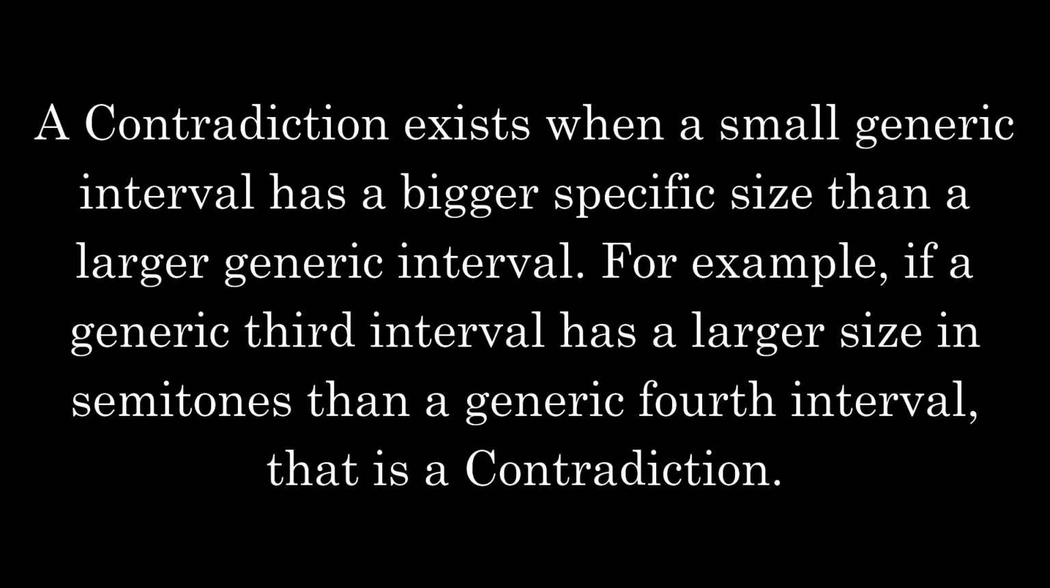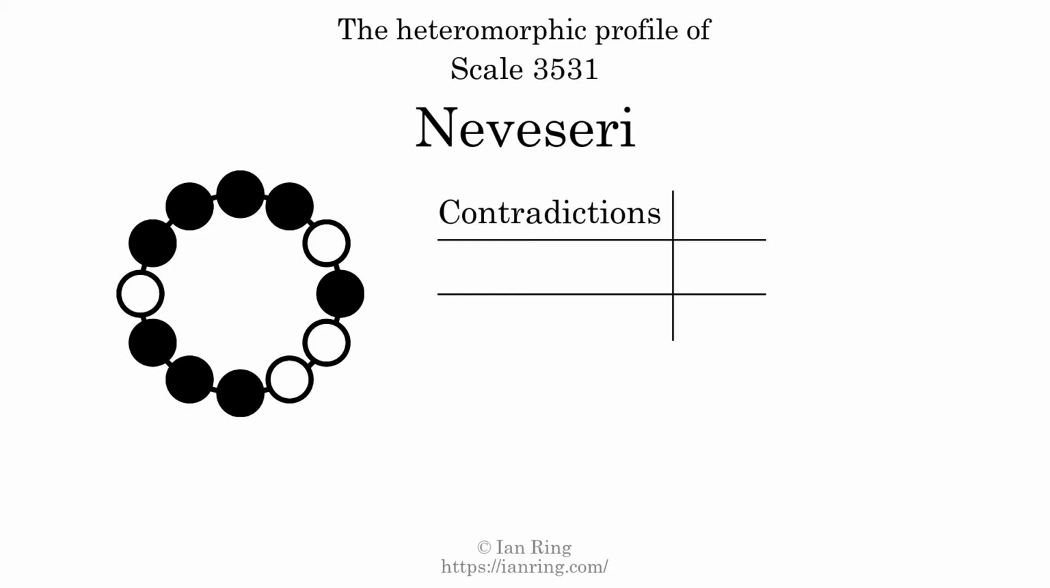A contradiction exists when a small generic interval has a bigger specific size than a larger generic interval. For example, if a generic third interval has a larger size in semitones than a generic fourth interval, that is a contradiction. The number of contradictions in this scale is 34.